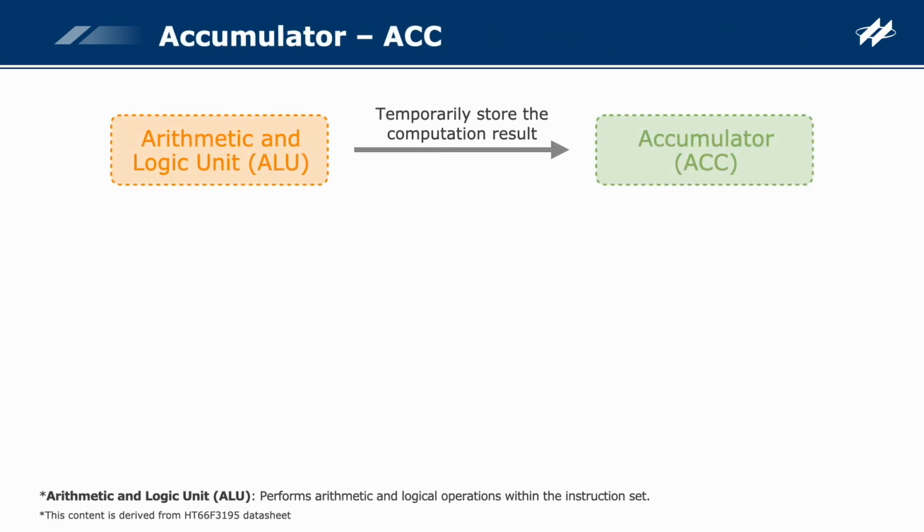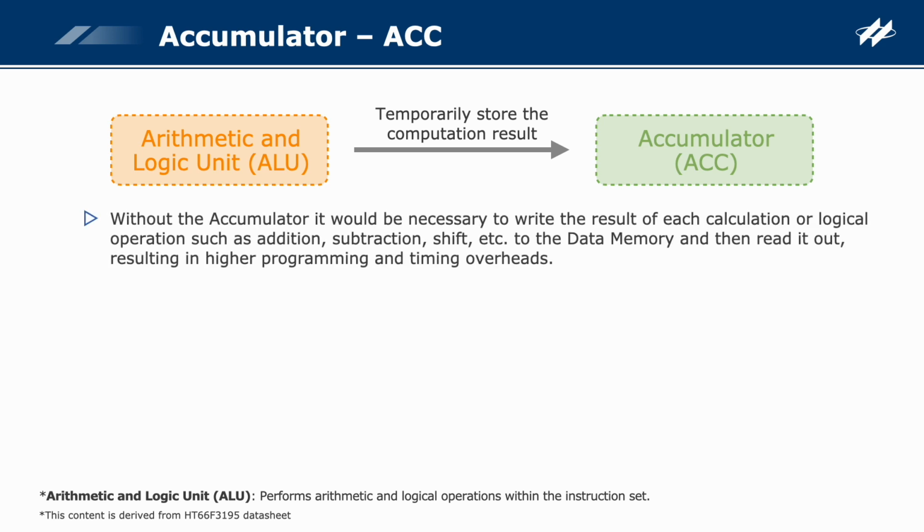The accumulator is central to the operation of any microcontroller and is closely related with operations carried out by the ALU. The accumulator is the place where all intermediate results from the ALU are stored. Without the accumulator, it would be necessary to write the result of each calculation or logical operation such as addition, subtraction, shift, etc., to the data memory and then read it out, resulting in higher programming and timing overheads.